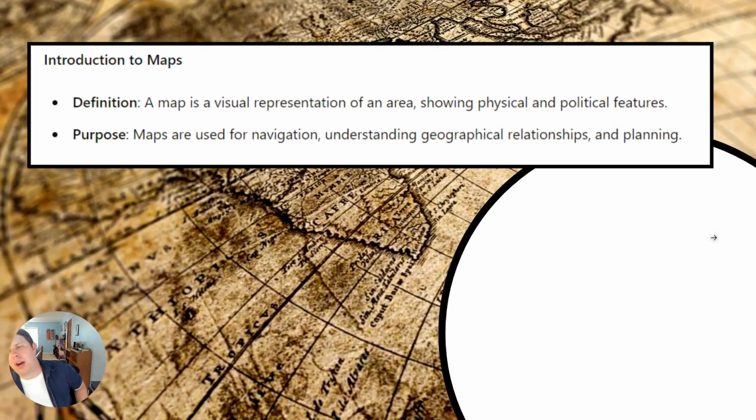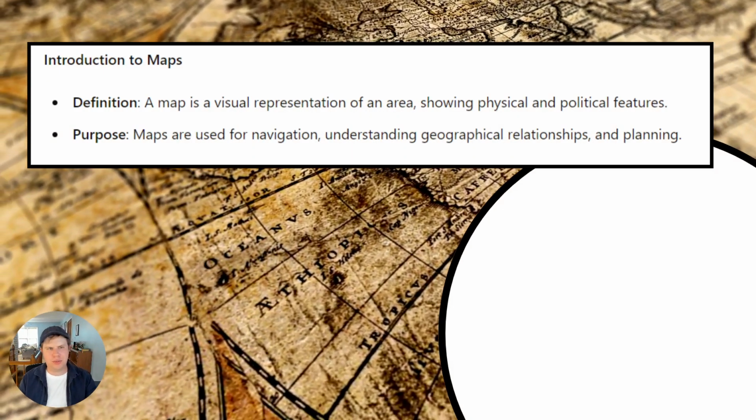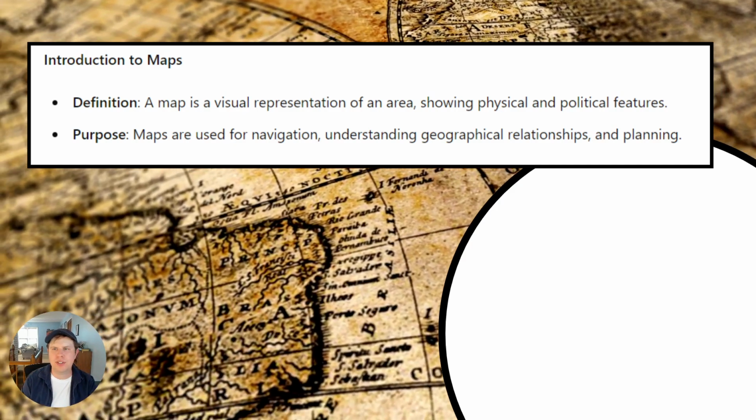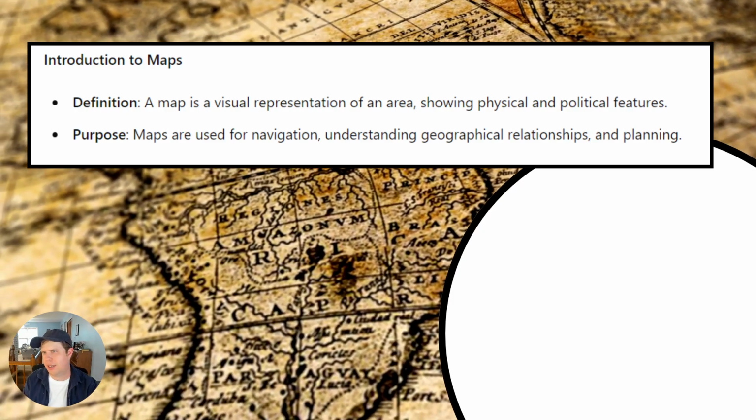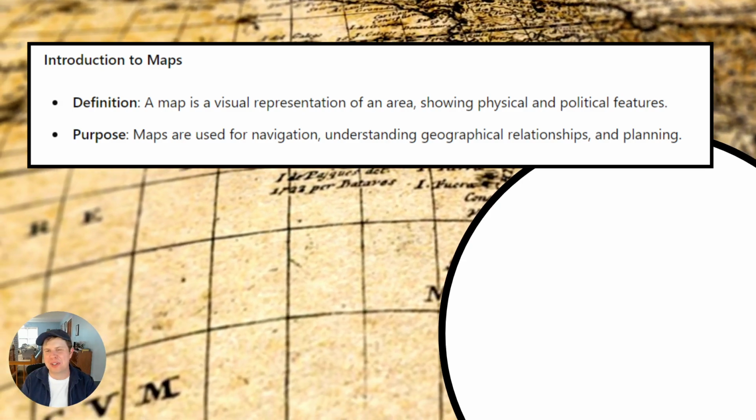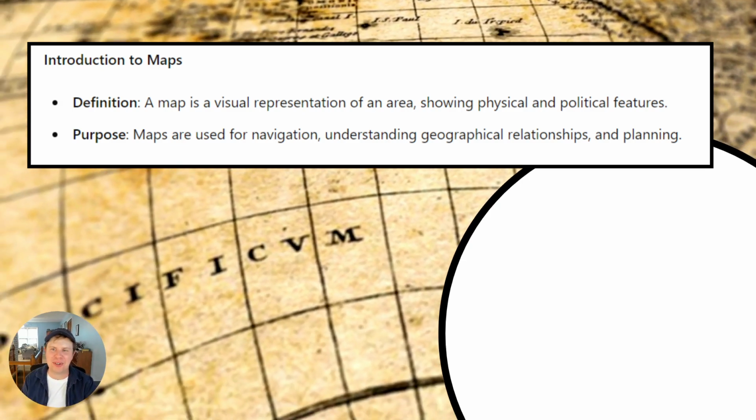Maps are a big part of history and also geography. A map is a visual representation of an area showing physical and political features. Now, physical features are those features that were there long before you were here. Things like mountains, rivers, lakes, valleys, etc. You're going to find those on physical maps. Political maps are going to be those things that are human created, as in cities, states, roads, etc.